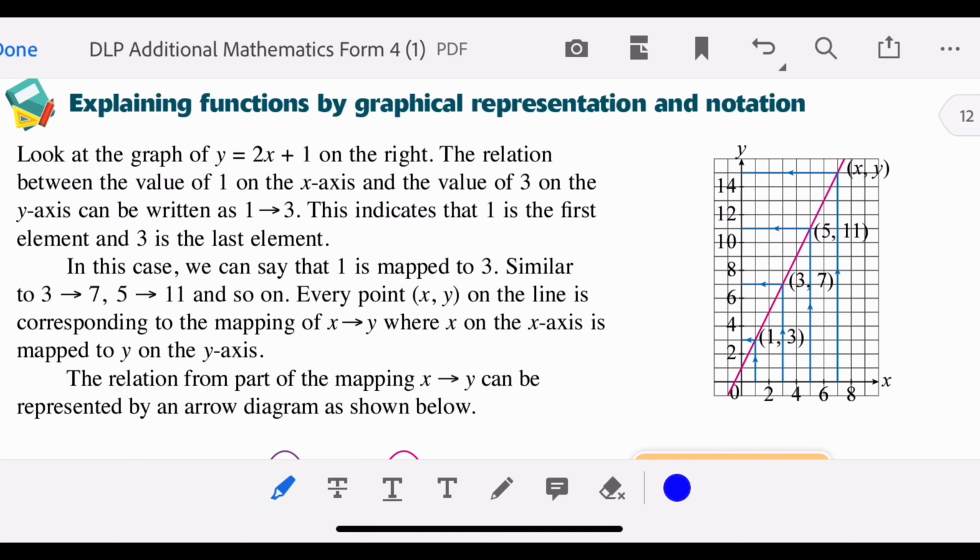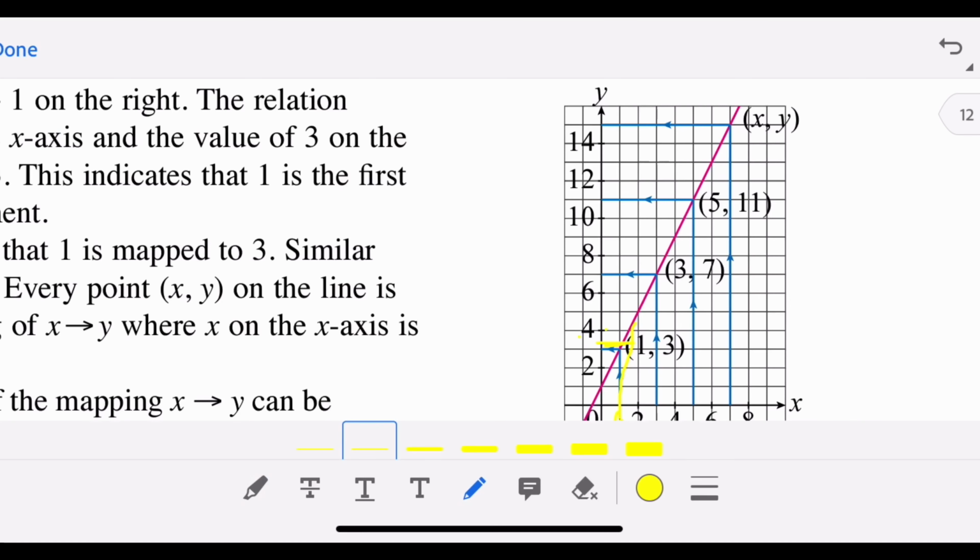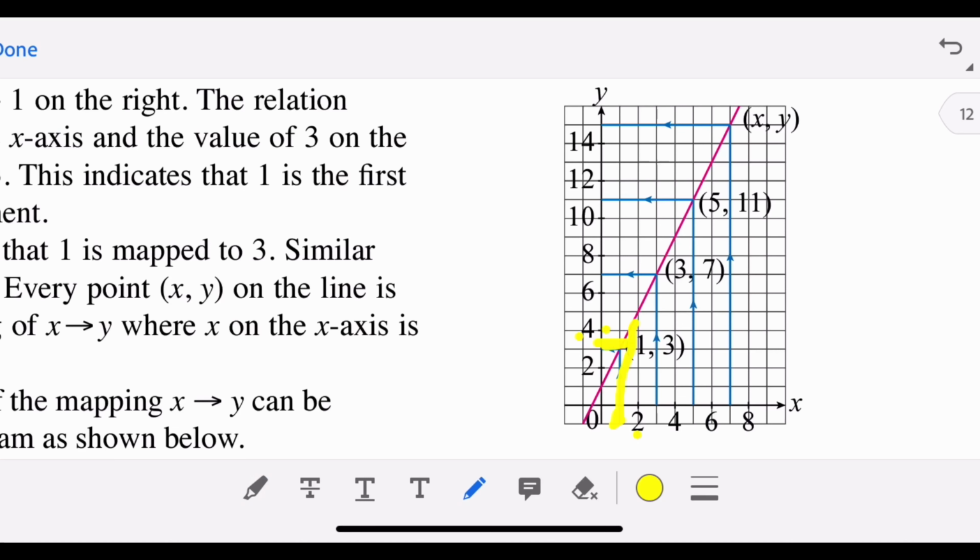Every point x and y on the line corresponds to the mapping of x is mapped to y, where x on the x-axis is mapped to y on the y-axis. So the relation of the function can be written as shown. So you can observe the graph carefully and then try to understand what it means. It means mapping x to y.